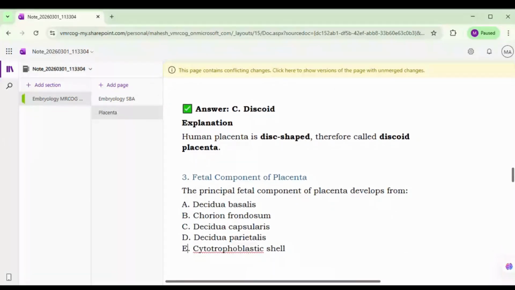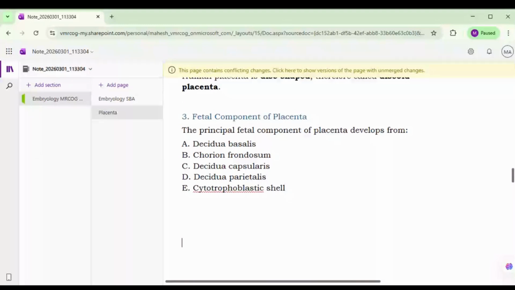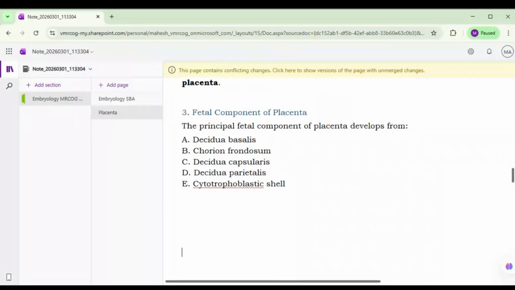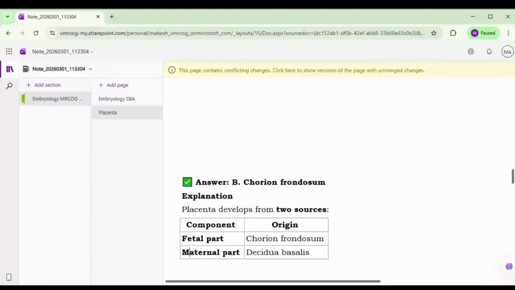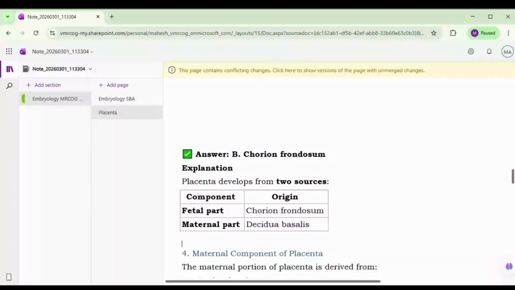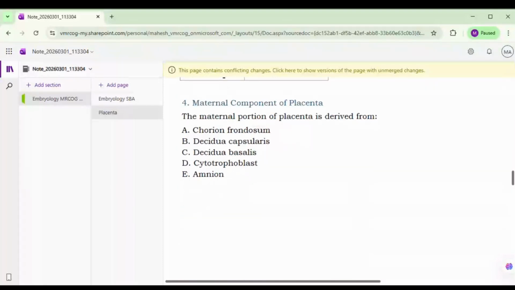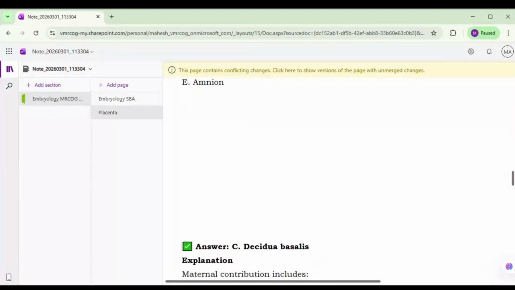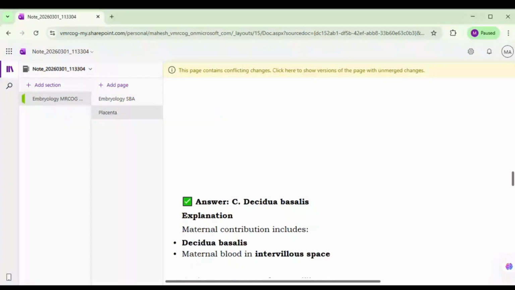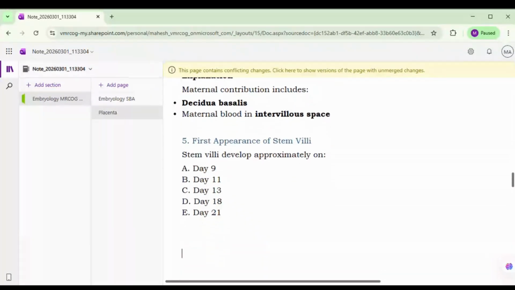Next question. The principal fetal component of the placenta develops from decidua basalis or chorion frondosum. Option B, chorion frondosum. So the placenta develops from two sources: the fetal part, chorion frondosum, and the maternal part, decidua basalis. Next, the maternal portion of the placenta is derived from decidua basalis, option C. The maternal blood is in the intervillous spaces. So that is the maternal contribution.